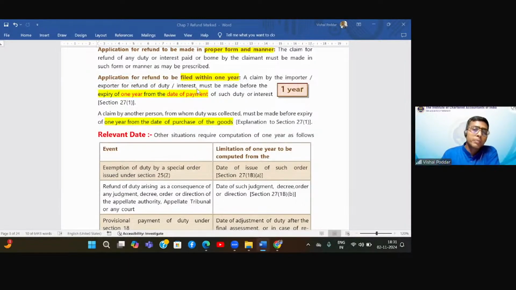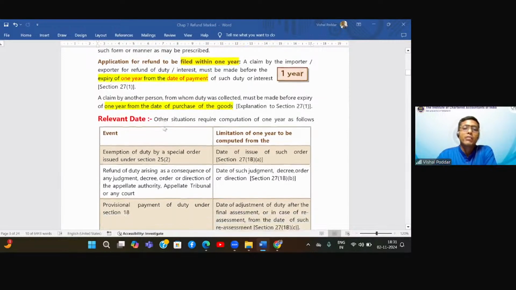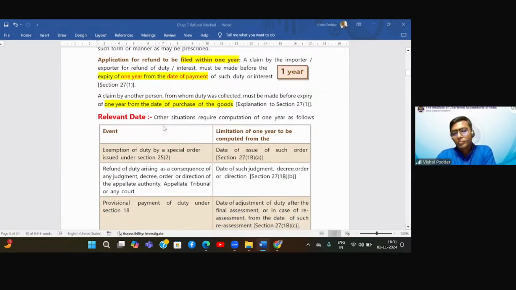So following the principle of unjust enrichment, the buyer is the correct person who is eligible, entitled to get the refund. In such a case, the buyer would be able to get the refund by filing the application within 1 year. Now, this 1 year for the buyer would be starting from the date of purchase. So for the importer exporter, it is the date of payment of the duty. For the buyer, it is 1 year from the date on which the buyer purchased such goods, or goods only. Sorry, here services cannot come because we are talking about customs.